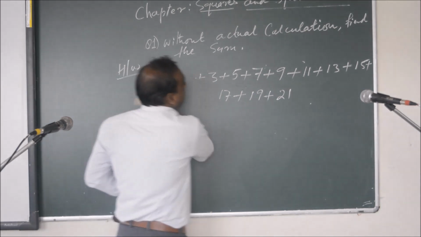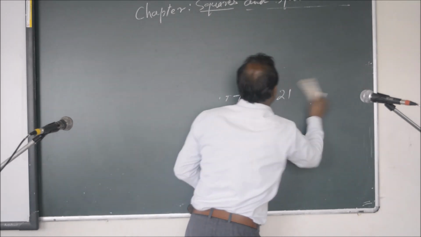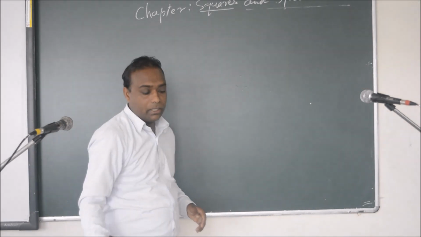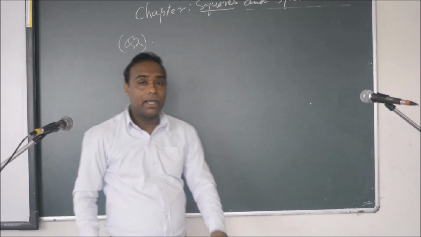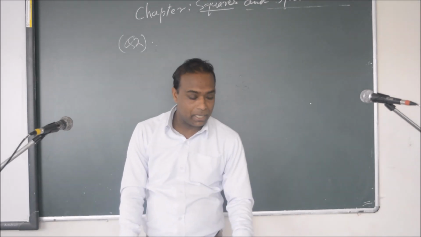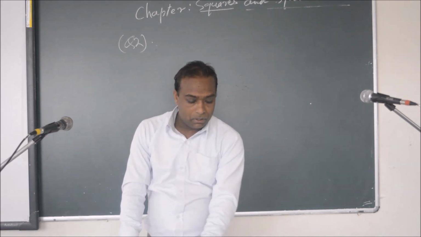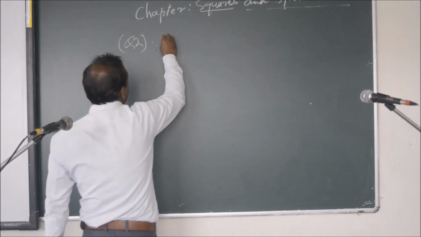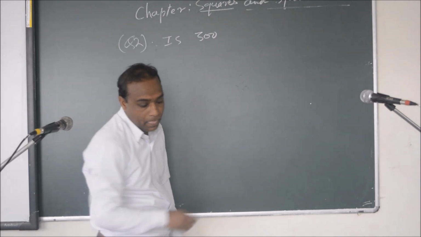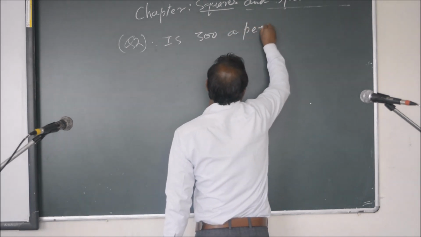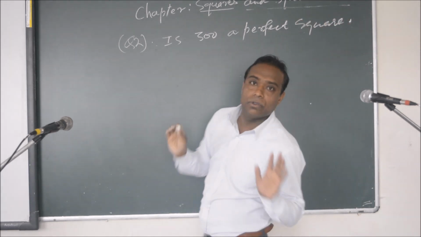Okay, so now let's come to the next type of question. Now number 2. This is another type of question, for which I will give you some examples, and from the examples you have to do the questions. Now the question here is: is 300 a perfect square? This is the question.